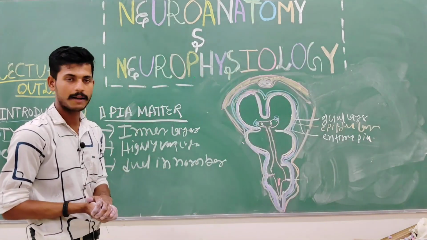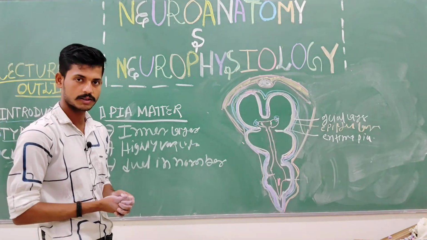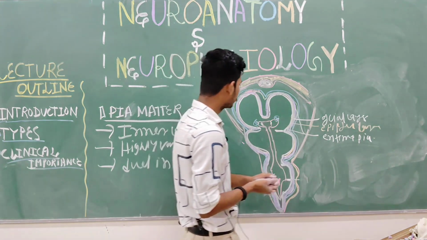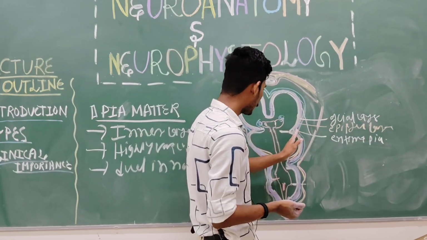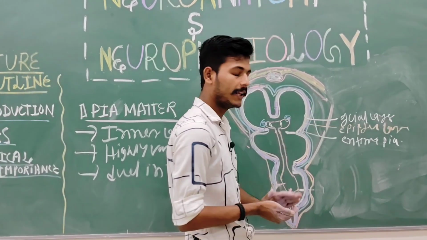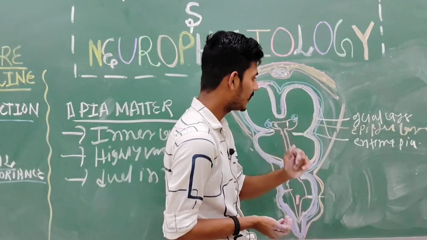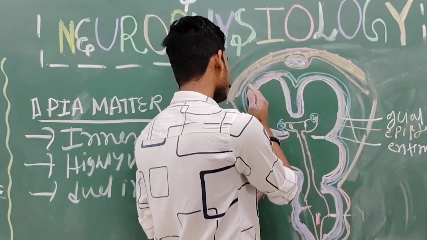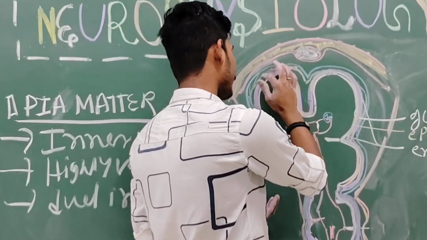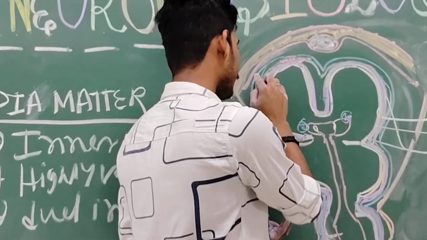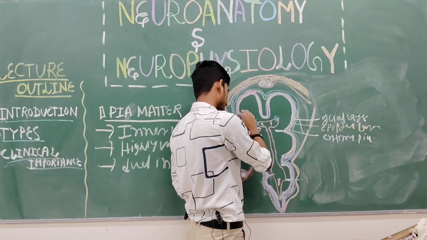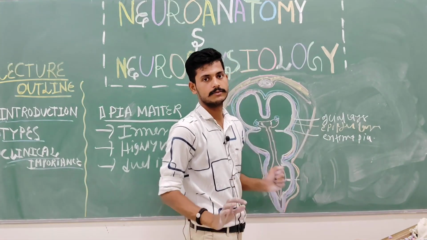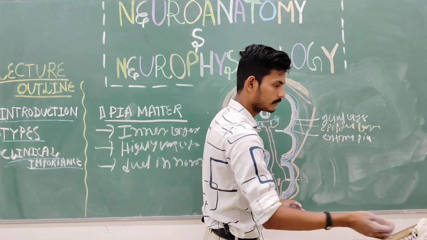Let's summarize it once again. We are discussing the pia mater, and we say that it's the inner layer. It's highly vascular, and it is dual in nature. The first layer, which adheres to the brain tissue, the glial layer, is your epipial layer. And the layer making the space with the arachnoid mater, that space is called the subarachnoid space, and this layer is called the intima pia. Understood? No problem?